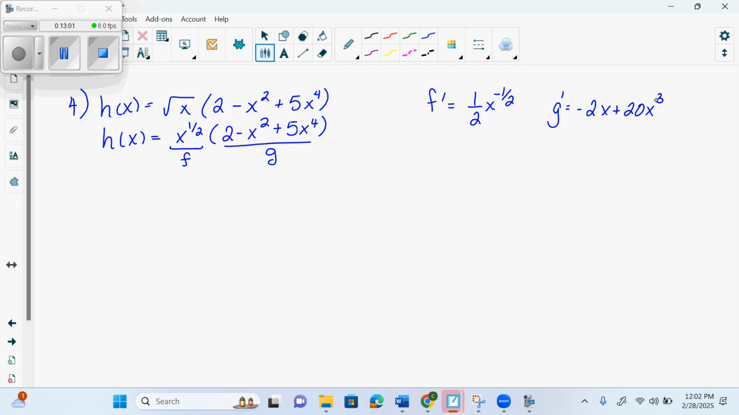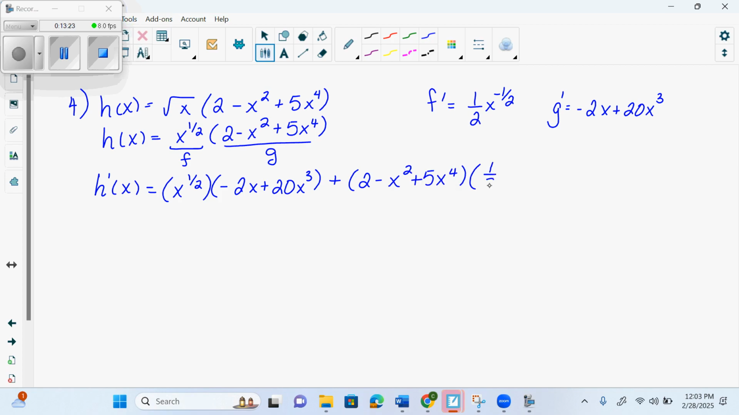So, h prime of x equals f, which is x to the half, times g prime, which is negative 2x plus 20x cubed, plus g, which is 2 minus x squared plus 5x to the 4, times f prime, which is 1/2 x to the negative half.